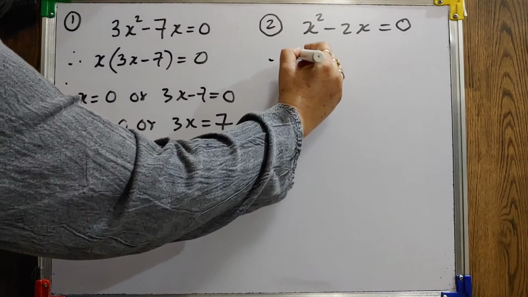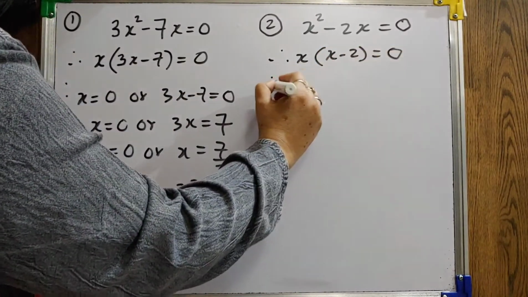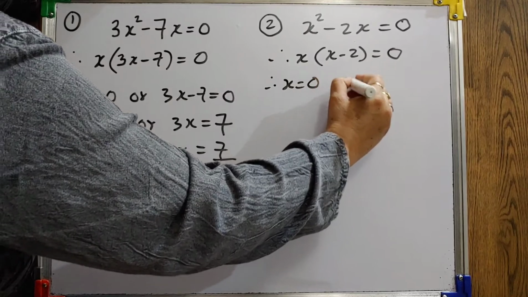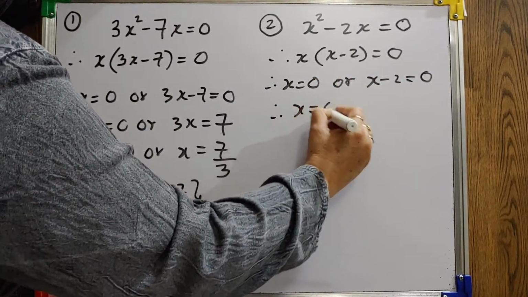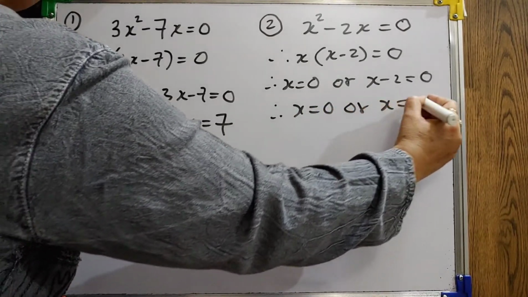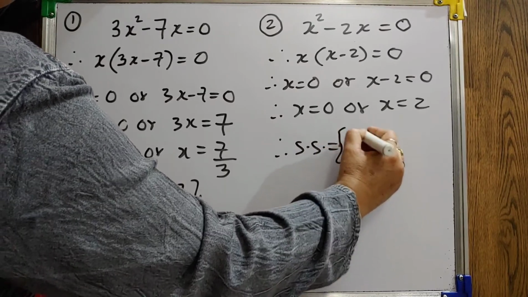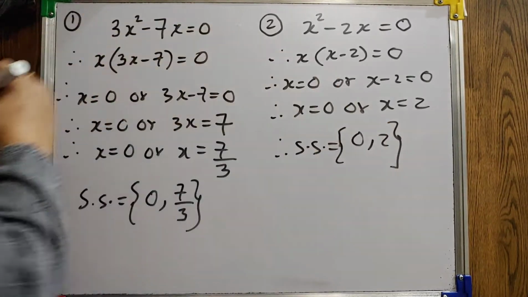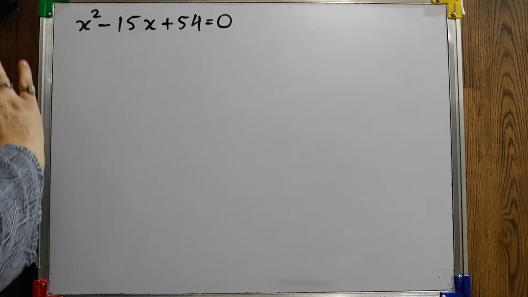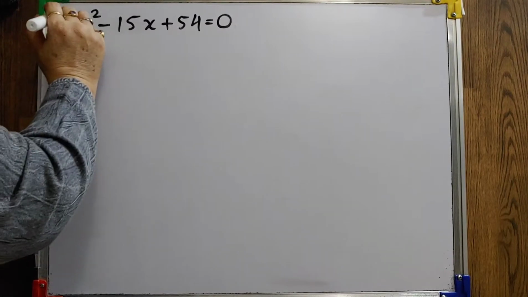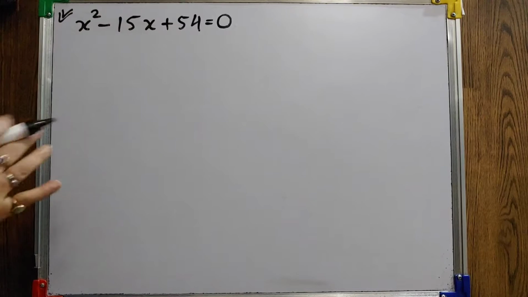Same way we will solve this. Take x common. You will get like this. So, either your x is 0 or x minus 2 is 0. X is 0 or x equals to 2. So, your solution set is 0, 2. Now, student, previously I explained if the quadratic equation is in binomial form, how to solve. Now, when the quadratic equation is in the trinomial form, how to solve?